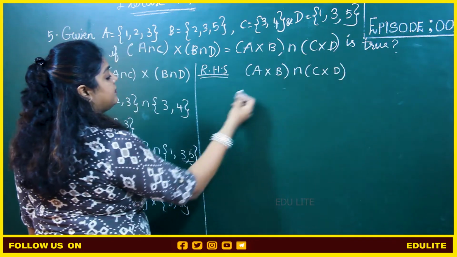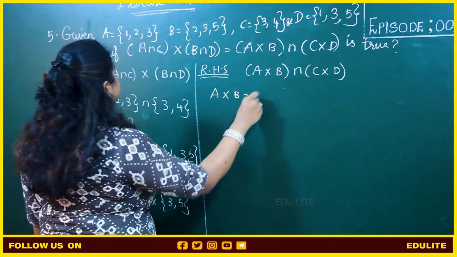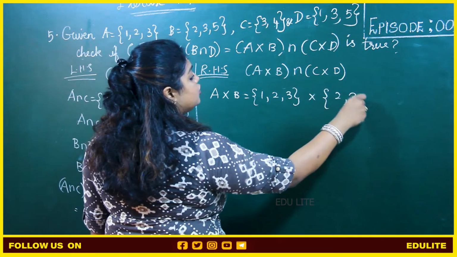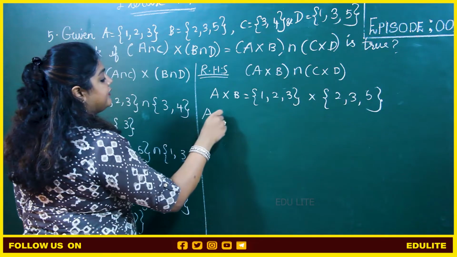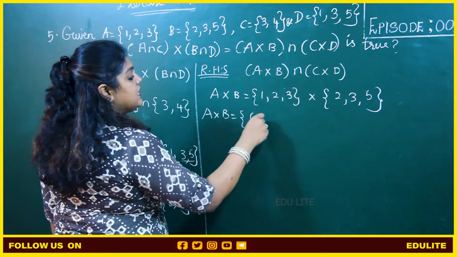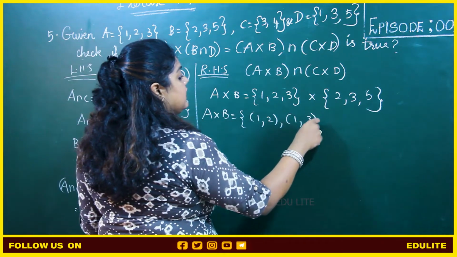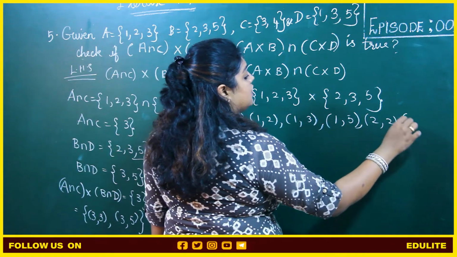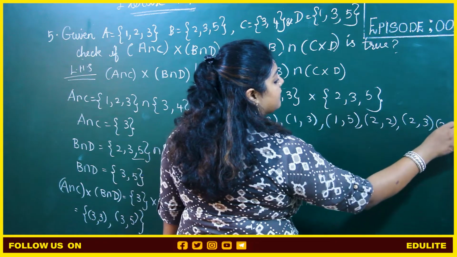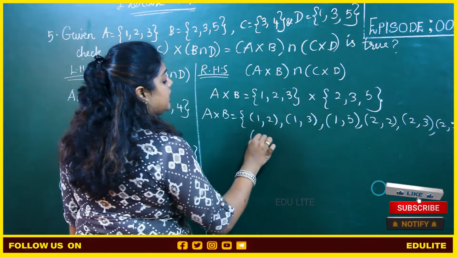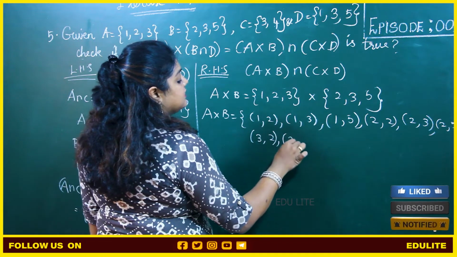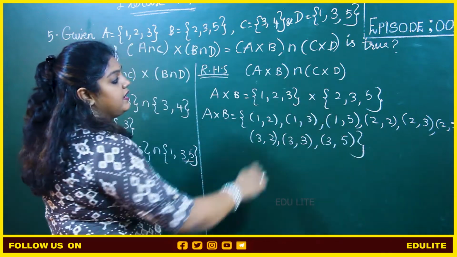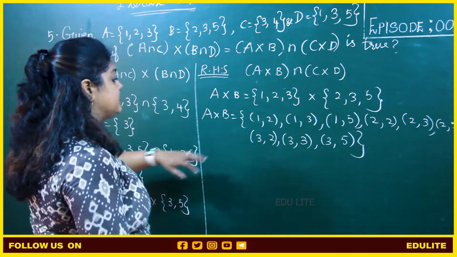First we will finish the brackets portion. A cross B, set A {1, 2, 3} cross set B {2, 3, 5}. So A cross B will be (1,2), (1,3), (1,5). Next (2,2), (2,3), (2,5). Next (3,2), (3,3), (3,5). So we have completed A cross B. Now we will do C cross D, then we will take the intersection between the two.